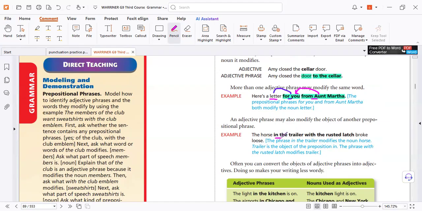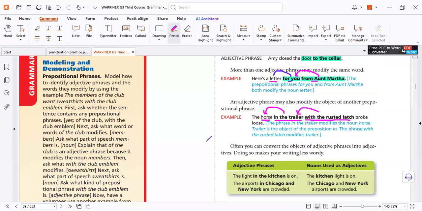For example, look, a preposition phrase modifies horse. Another preposition phrase modifies trailer. Try to change the position: the horse with the rusted latch. How? No. The latch in the trailer. So why did it change? It does not make sense. That means it must be like that: the horse in the place, the place with the rusted latch. This is the phrase in the correct place, and it's a prepositional phrase.